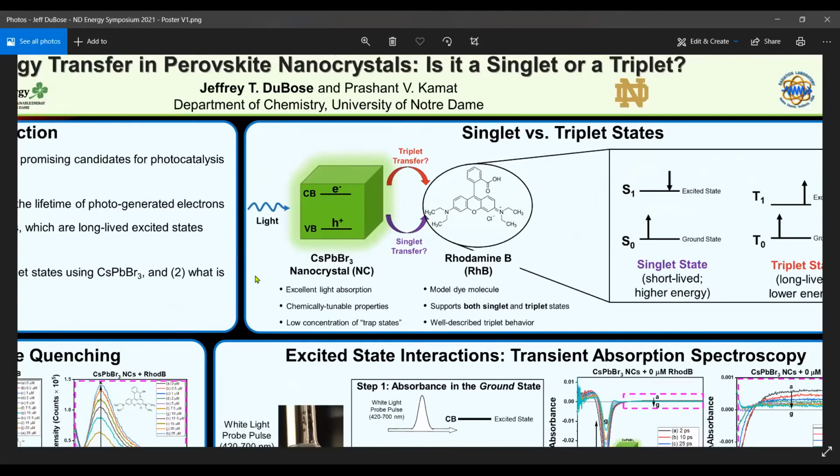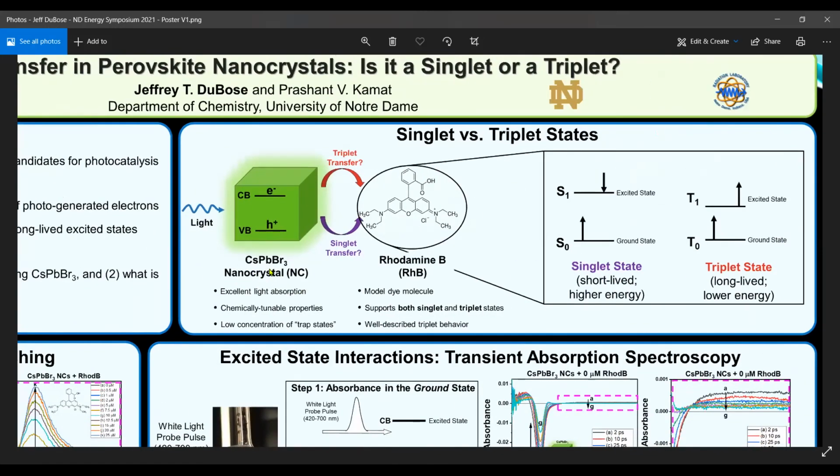Again, the system we're looking at is the cesium lead bromide nanocrystals. They have excellent light absorption properties, so we should make a lot of these states when we use this as a sensitizer. One nice thing about these perovskite nanomaterials is they're also very chemically tunable, which I'll talk about as a future direction. What we're going to do is excite this with light and produce excited electrons, and we want to see, does that energy move as a triplet or does it move as a singlet?